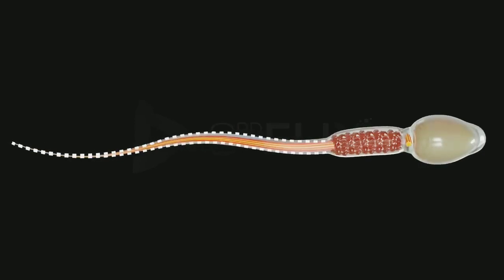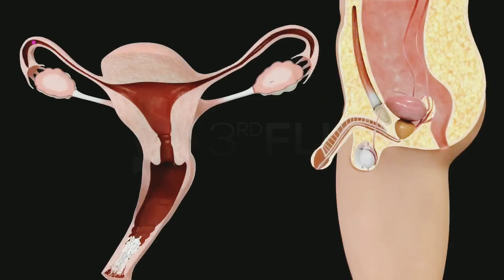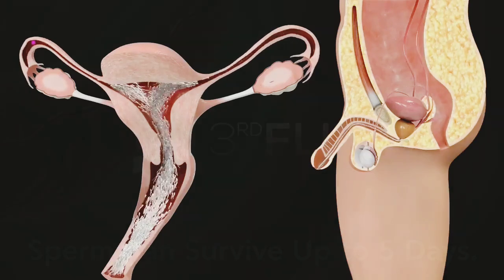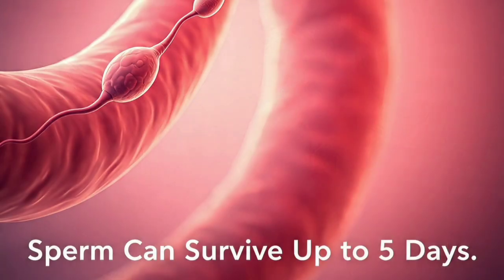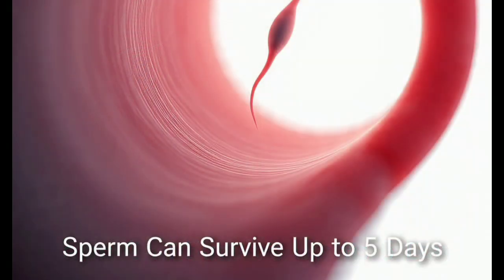Spermatozoa do not attain full motility until they reach the vagina. They also acquire the ability to fertilize the ovum only after undergoing certain changes in the female reproductive tract, a process known as capacitation. After ejaculation, sperm can survive in the female reproductive system for up to 5 days.